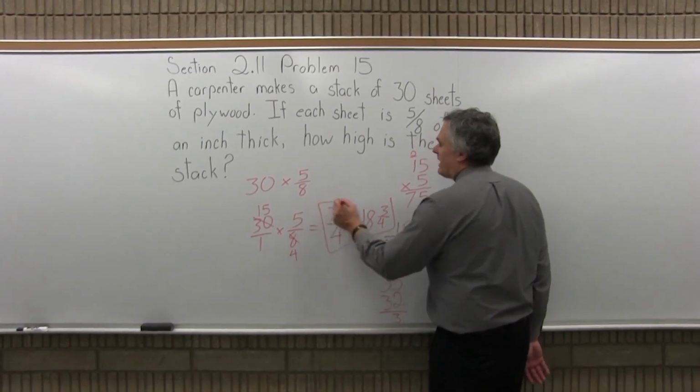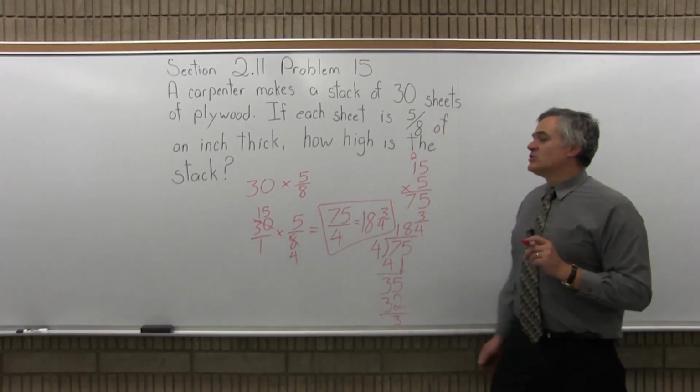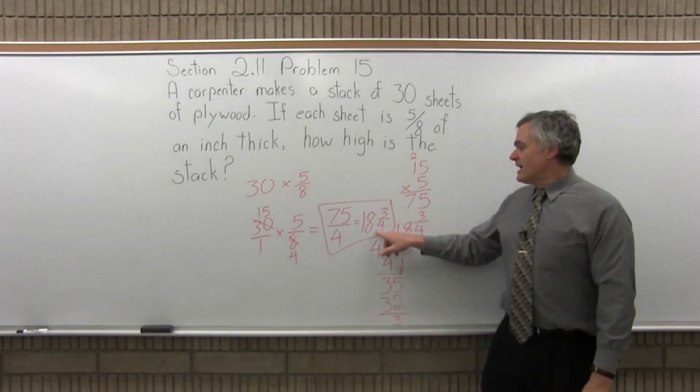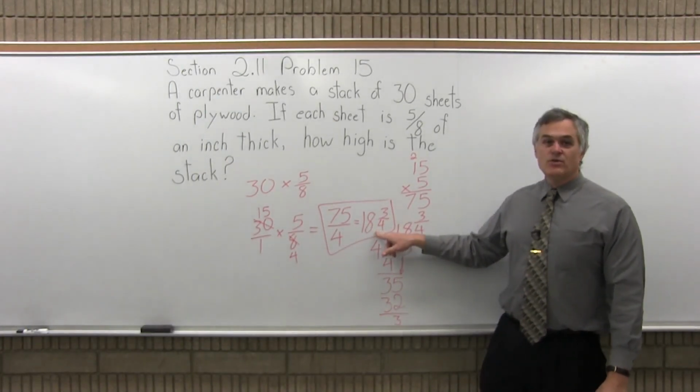So if you have a stack of plywood, there's 30 sheets in the stack. Each sheet is 5/8 of an inch thick. The height of that pile of plywood is 18 3/4 inches.